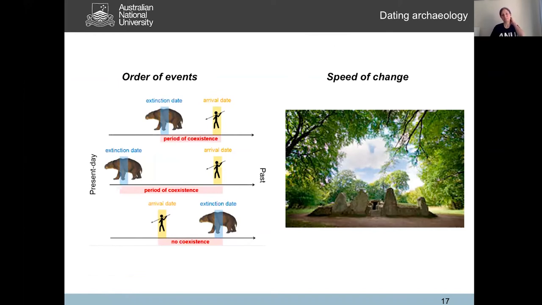So I think that chronology can be used to reveal two things. The first one is the order of events. So this is the very simple thing.